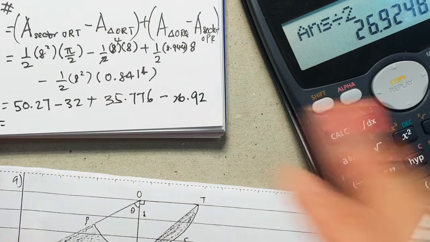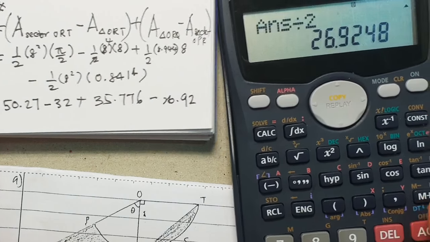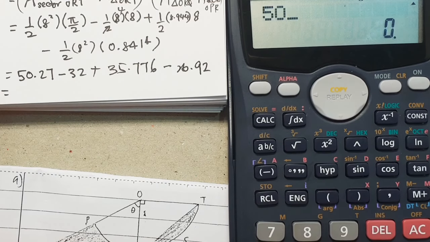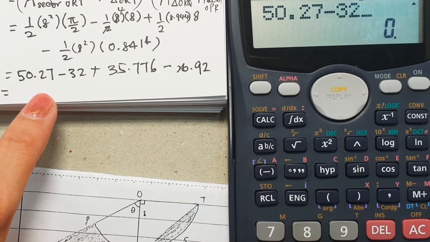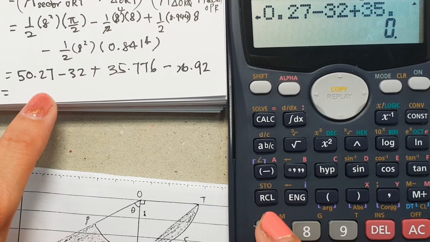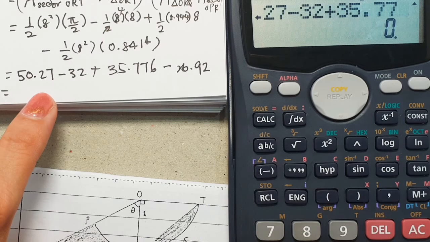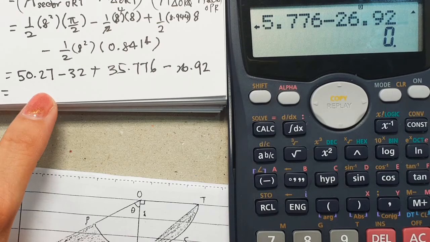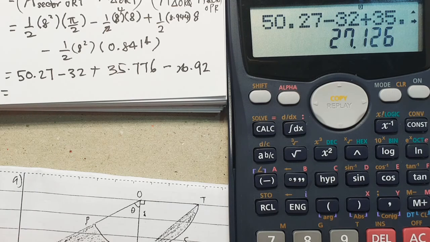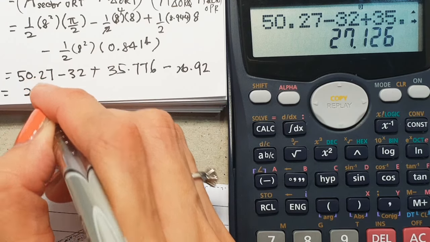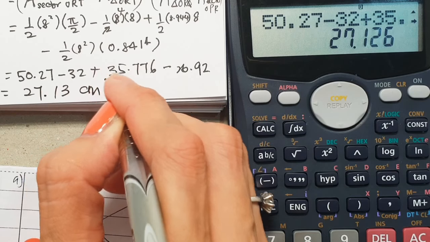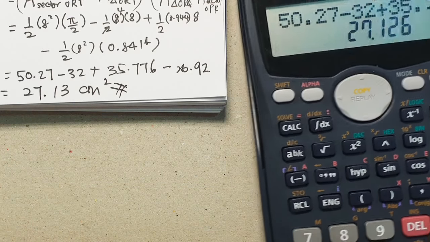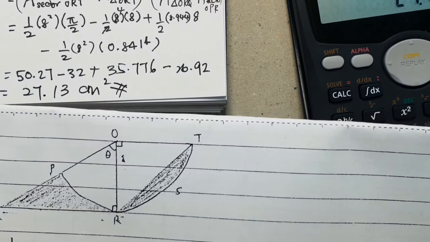26.92. Let's group everything together. 50.27 minus 32 plus 35.776 and then minus 26.92. We will have 27.13. 27.13 cm squared. That will be the area of our shaded region. So that's it for the whole question number 9.